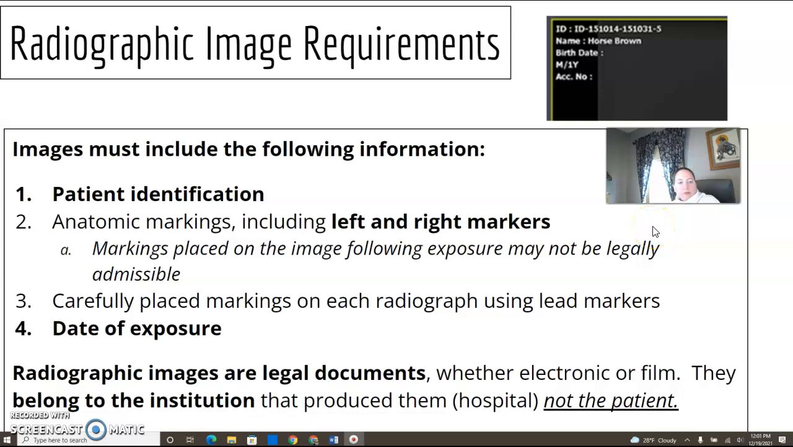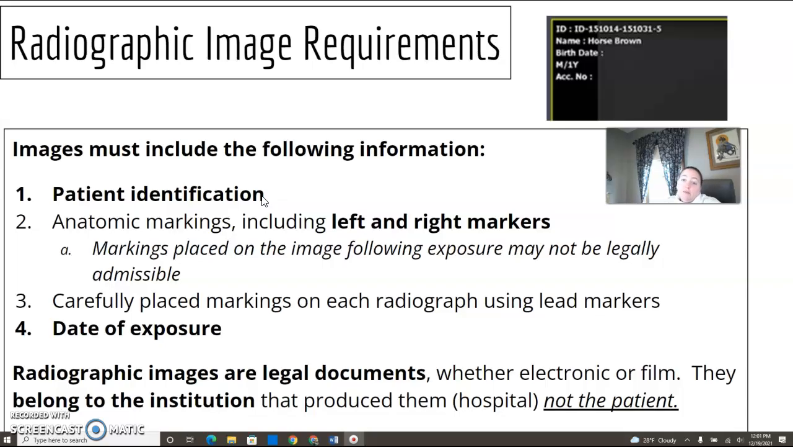All right, patient care part 3. We're going to talk about image requirements and modifying of the image. The image must include patient ID, patient identification, and then anatomic markings, so your left and right markers.